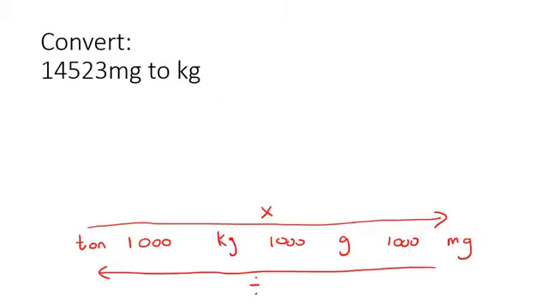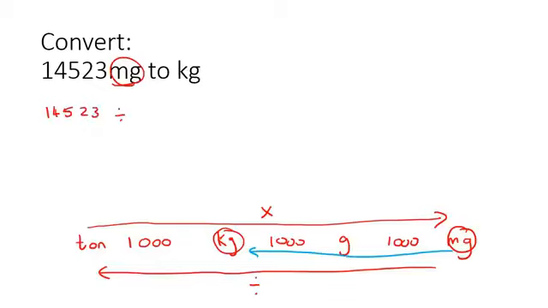2 more examples. So here we're going from milligram, which is here, and we're going to kilogram. So we're going from milligram to kilogram, so that's to the left. And so because we're going to the left, we will divide. So we'll say 14,523 divided by 1,000, because we're going past there, and then we'll divide by 1,000 again. And this gives us 0,014,523. And then we must say kilograms.